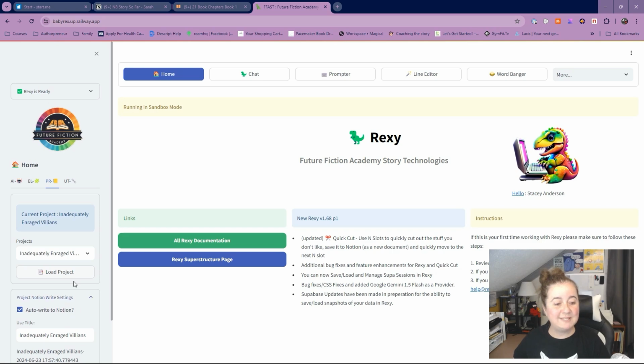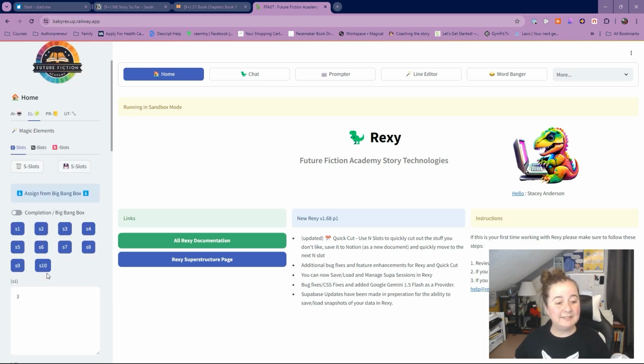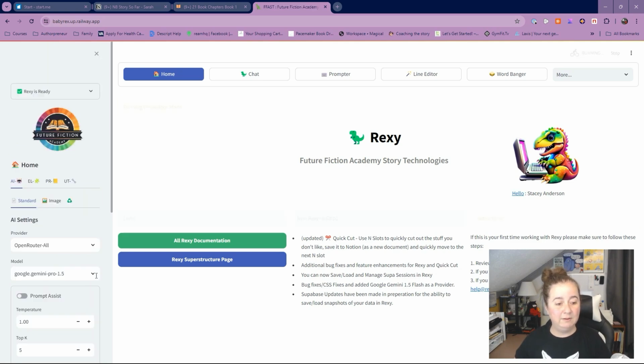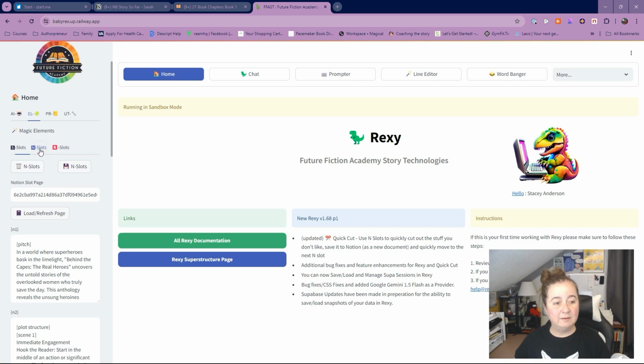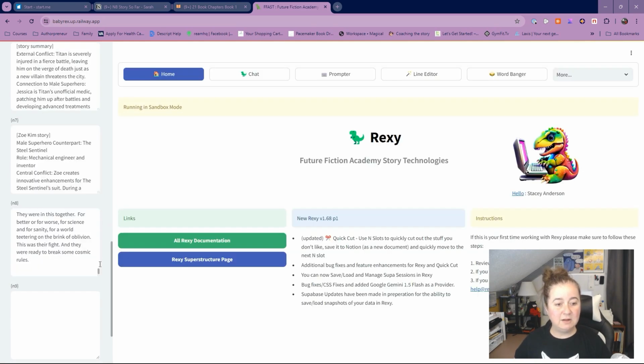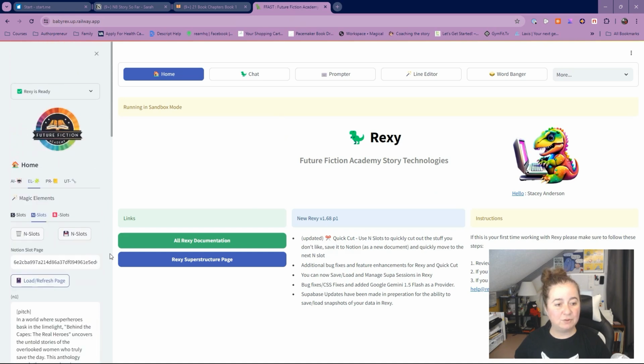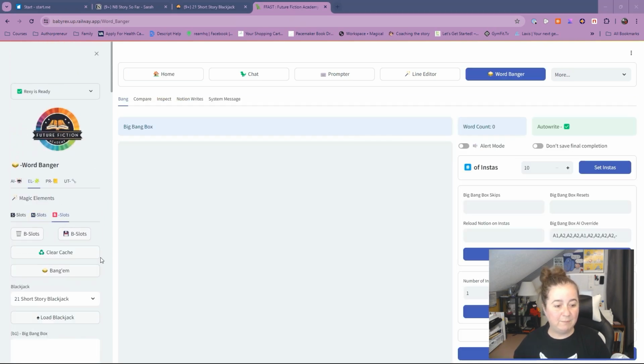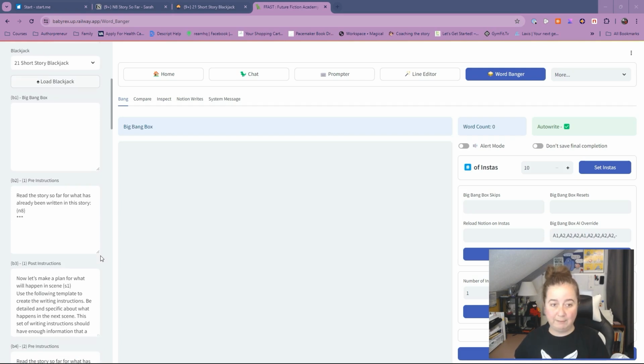That just tickled my fancy. I have my S slots. I will change this to we are now working on scene 4. Perfect. My Notion slots, I will just make sure these are all loaded in. So that's right here. So that's all up to date. I have my full story so far. So I have my B slots updated, and that's where all of my prompts live.